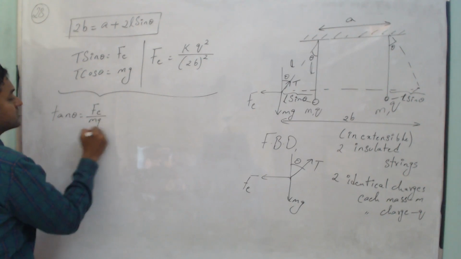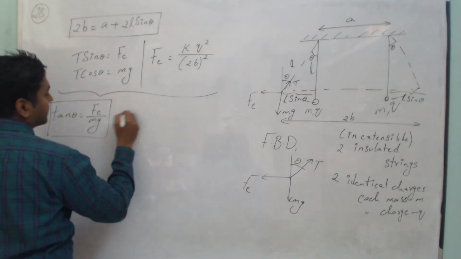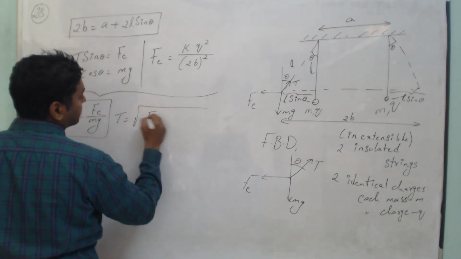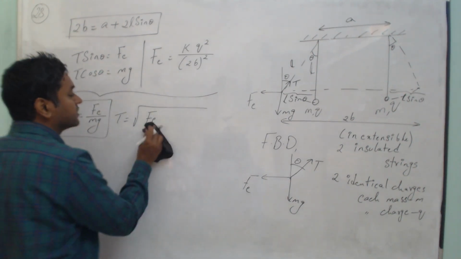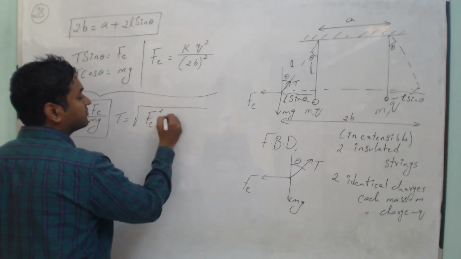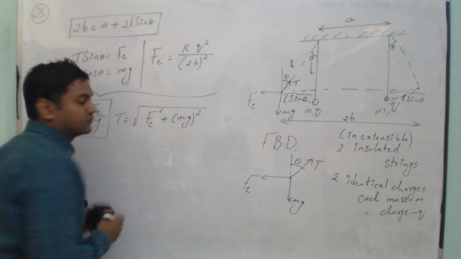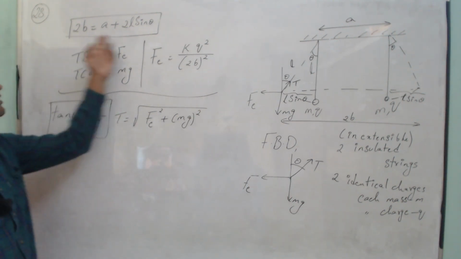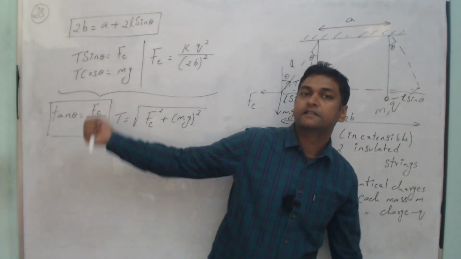Now using all this information, I can get tan theta equal to FE by mg. This is the first thing. And the other thing I can write: tension force is equal to the square root of FE square plus mg square, right? The only difference over here is geometry. From the previous question, the difference here is just the geometry part of it. Is this clear?